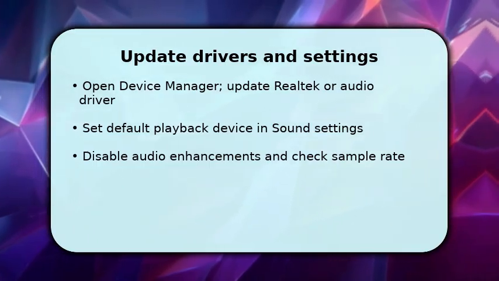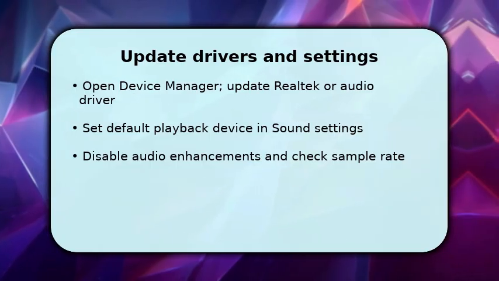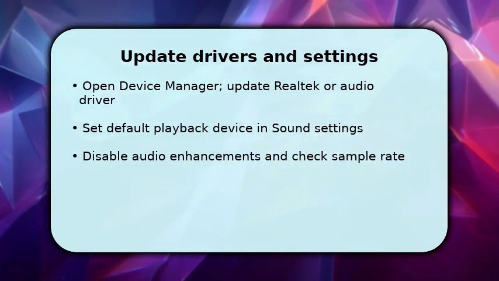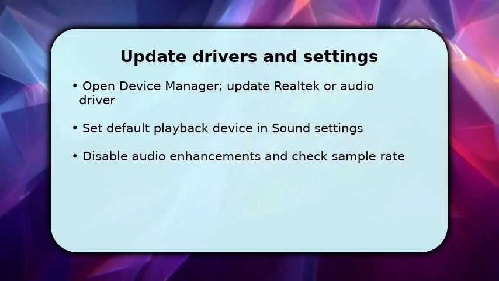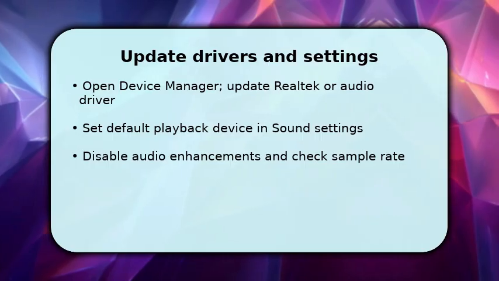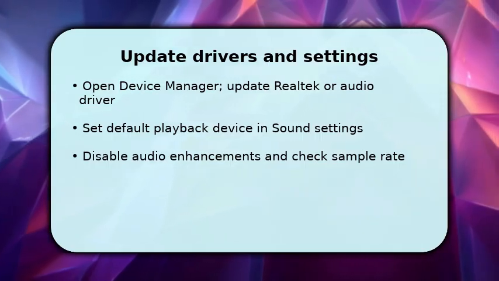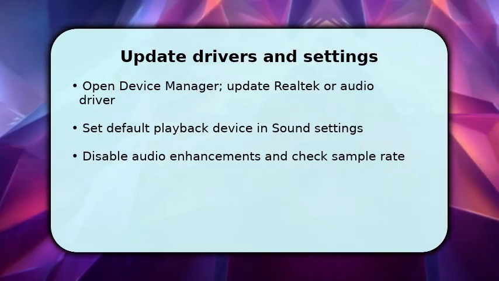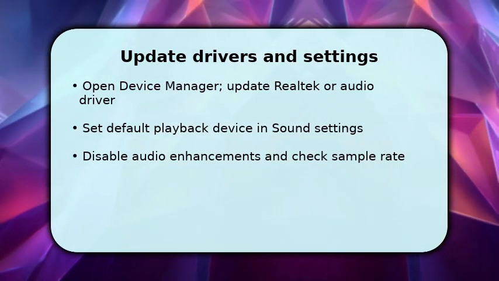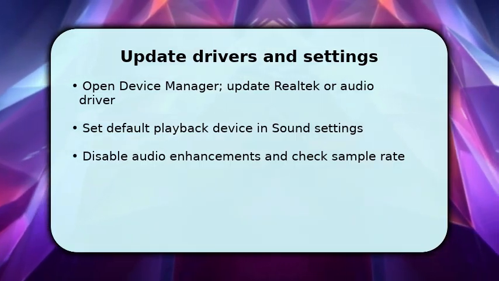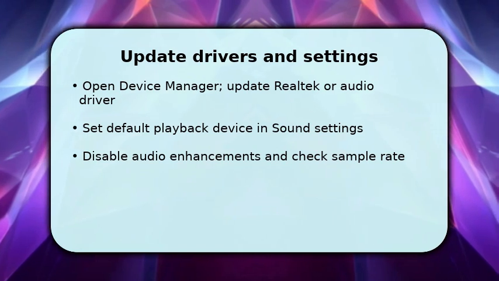Open Device Manager, find your audio device, Realtek, Intel, or USB audio, and select Update Driver or reinstall the latest from the manufacturer. Then go to Sound Settings, set your headset as the default playback device, and disable audio enhancements. Also check the sample rate under Advanced Properties. Mismatched rates can mute output, so set a standard like 44,100 Hz and apply.